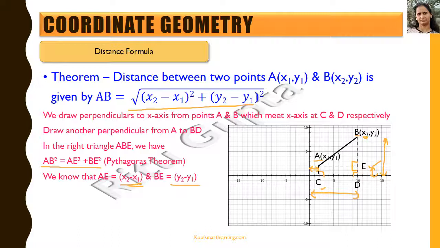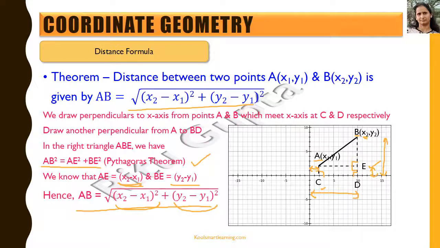So knowing this, we put this value in the Pythagoras theorem, saying that AB square is equal to AE square plus BE square. So we get AB square is equal to (x2 minus x1) whole square plus (y2 minus y1) whole square, then the square root of this whole. And this is what we wanted to find out, the distance between A and B. So this is the distance formula, which is based on the coordinates of the points.